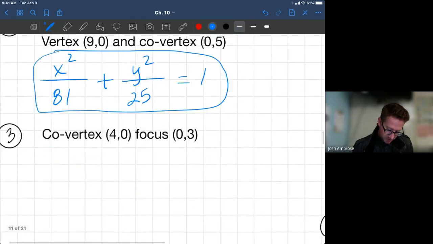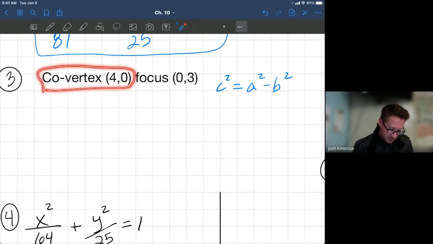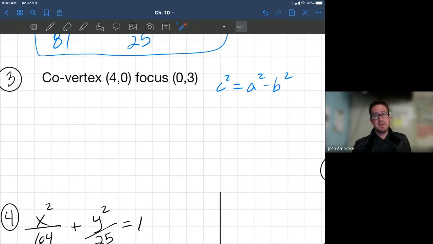Let's take a look at number 3, because this one is where this little equation of c squared equals a squared minus b squared is going to come in quite handy. Here's why. The co-vertex is given, and the co-vertex goes with your b value, but the focus goes with your c value right here. But you'll notice that in the horizontal and vertical form of the equation, there is no c value that's a part of the equation. So that means we're going to have to use the a value, use the c value, and calculate the b value.